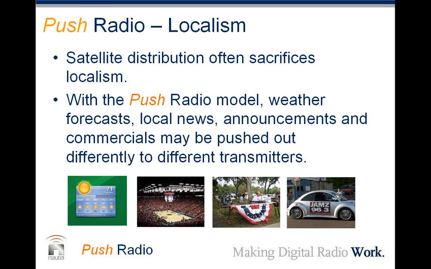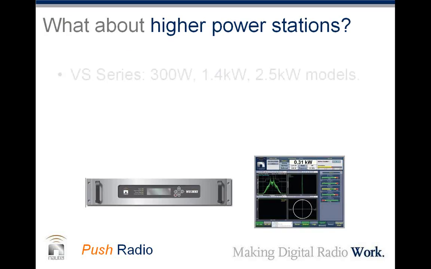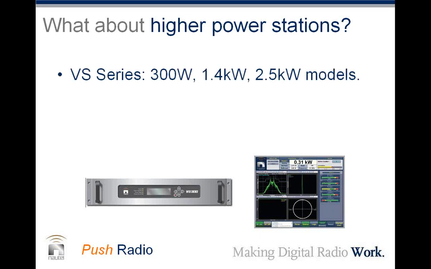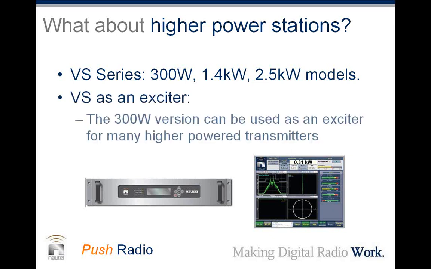What about higher power stations? What if the VS power of 300 watt, 1.4 kilowatt, and 2.5 kilowatts isn't enough? What if I need a network of 10 kilowatt transmitters or 40 kilowatt transmitters? Well, the VS series is actually an ideal exciter. The 300 watt version can be used as an exciter for many high-powered transmitters. As a matter of fact, I know a number of stations that are using a VS300 or even a VS1, the 1.4 kilowatt model, as not only the exciter, but they're also replacing the IPA at the same time.